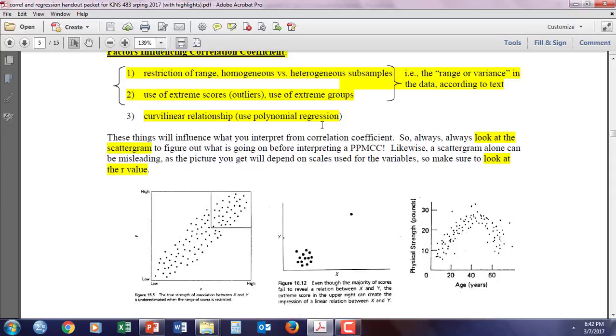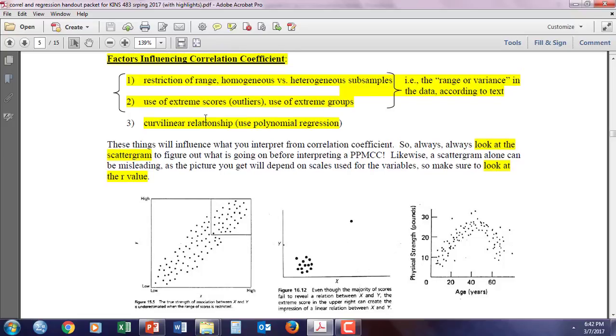We already mentioned too that there's the curvilinear relationship. You can describe those relationships, only the Pearson R is not the way to do that. You would do that with some type of non-linear regression, what we call a polynomial regression equation that includes exponents. You guys get the idea.